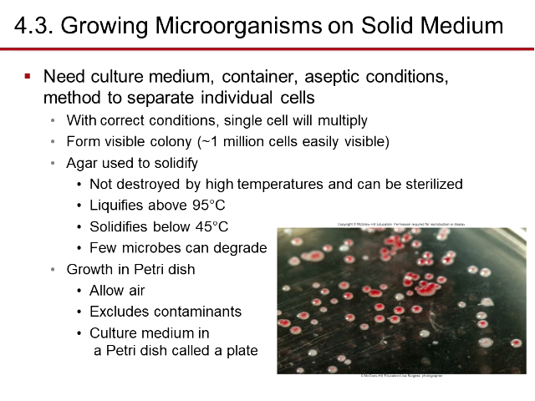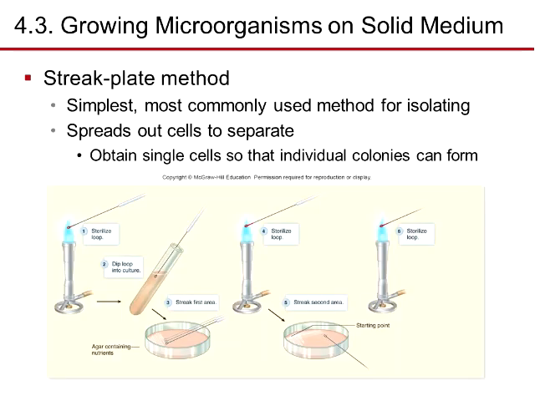So growth in a petri dish allows air to enter, excludes contaminants, and the petri dish containing culture medium is called a plate. So let's talk about the streak plate method. It's the simplest, most commonly used method for isolating organisms. It spreads out cells to separate them and to create a condition where only single cells can create colonies that can then be picked up.